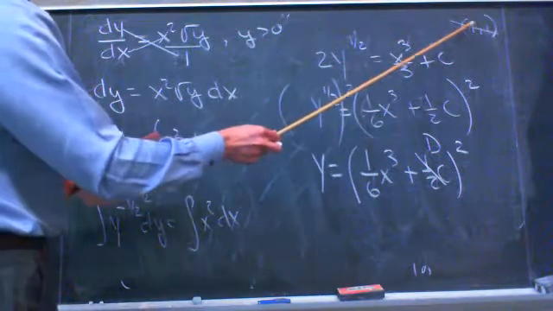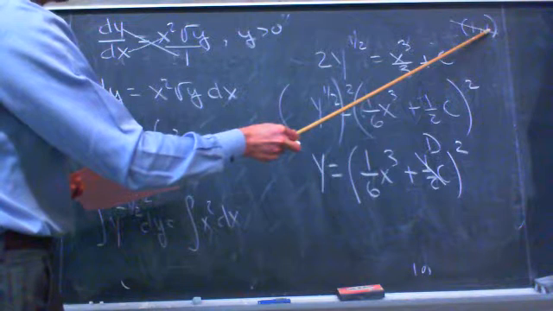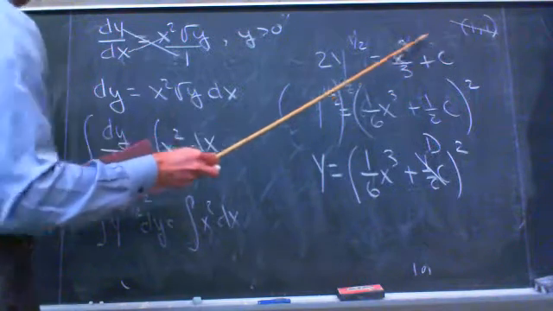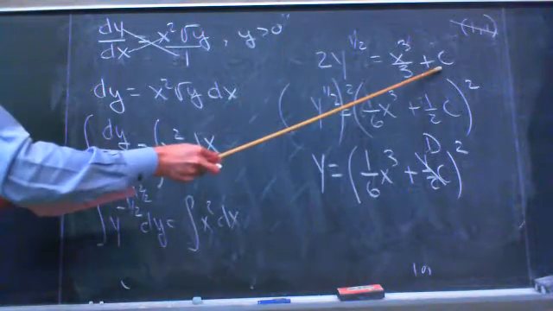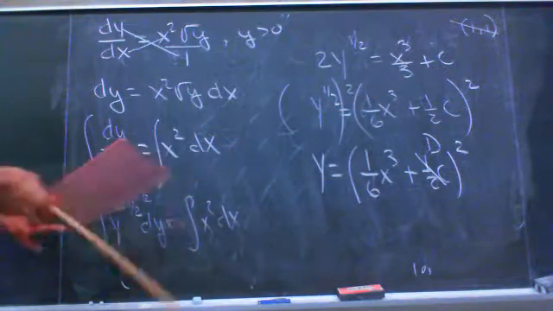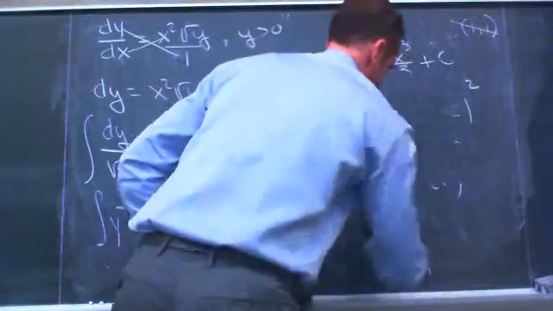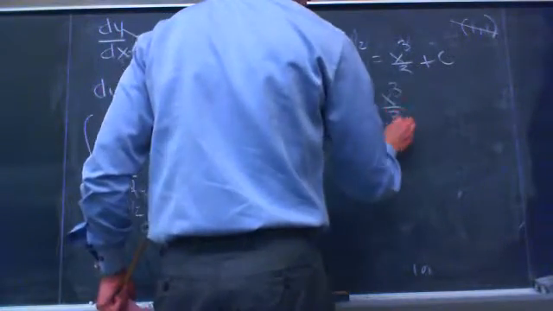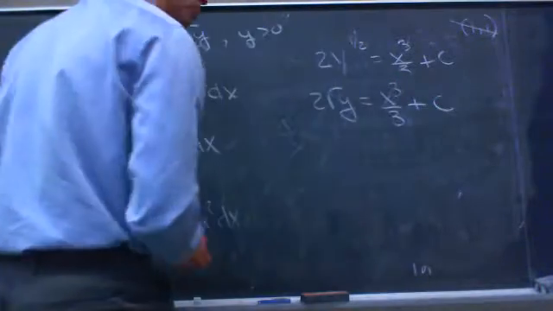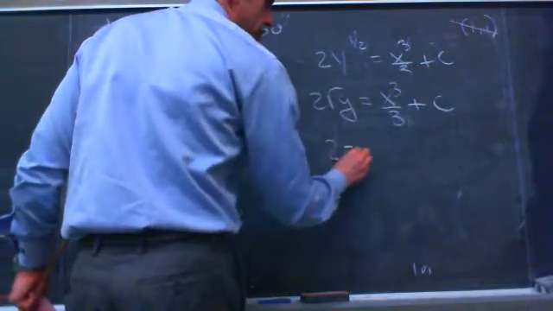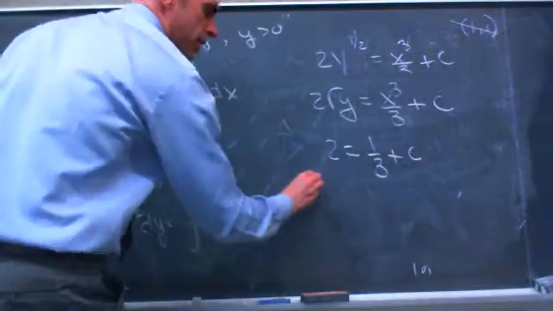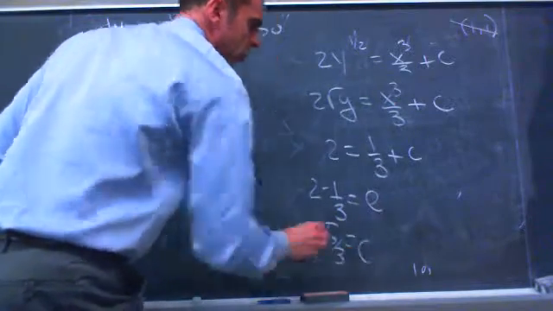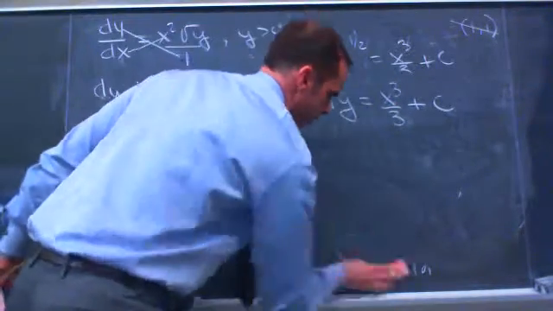If, though, you are given x is 1 and y is 1, that means we can go for the particular solution. So you would have replaced x with 1, y with 1, solve for c, put that value back in here. So let's do that. Let's suppose that were the case. And you would have 2 root y equals x to the third over 3 plus c. X is 1, y is 1. So you'd get 2 equals 1/3 plus c. Subtract a third, and 6 minus 1 is 5, so 5/3 is c. So c would now be 5/3.